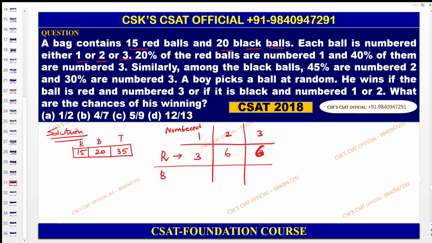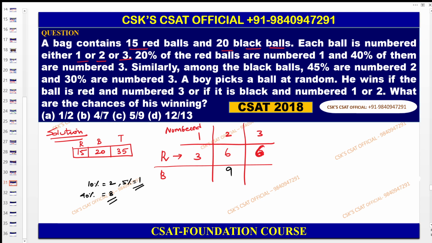Similarly, among the black balls, 45% are numbered as 2. So first here, make the calculations quickly. Now listen. 10% here is 2. 40% here is 8. What is the 5%? 5% is equal to 1. That's it. Half of the 10%, 1. So automatically we have calculated the 45% here. So now you can calculate 40 plus 5. That is nothing but 45. So 9. Understood? 9 black balls numbered as 2.